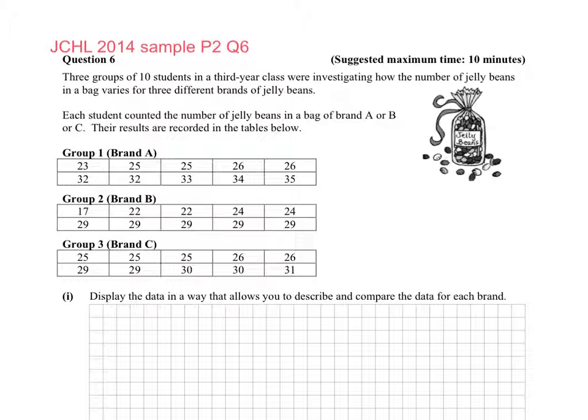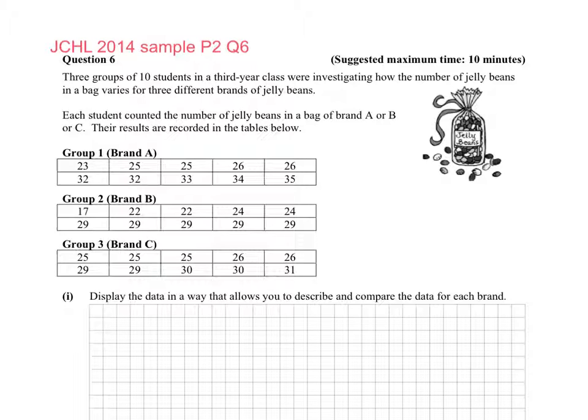Junior Cycle Higher Level 2014 Sample Paper 2, Question 6. This is a statistics question. You're given 3 sets of data and you're basically being asked to compare and contrast the data, the distributions, and the first thing you're asked to do is display the data.